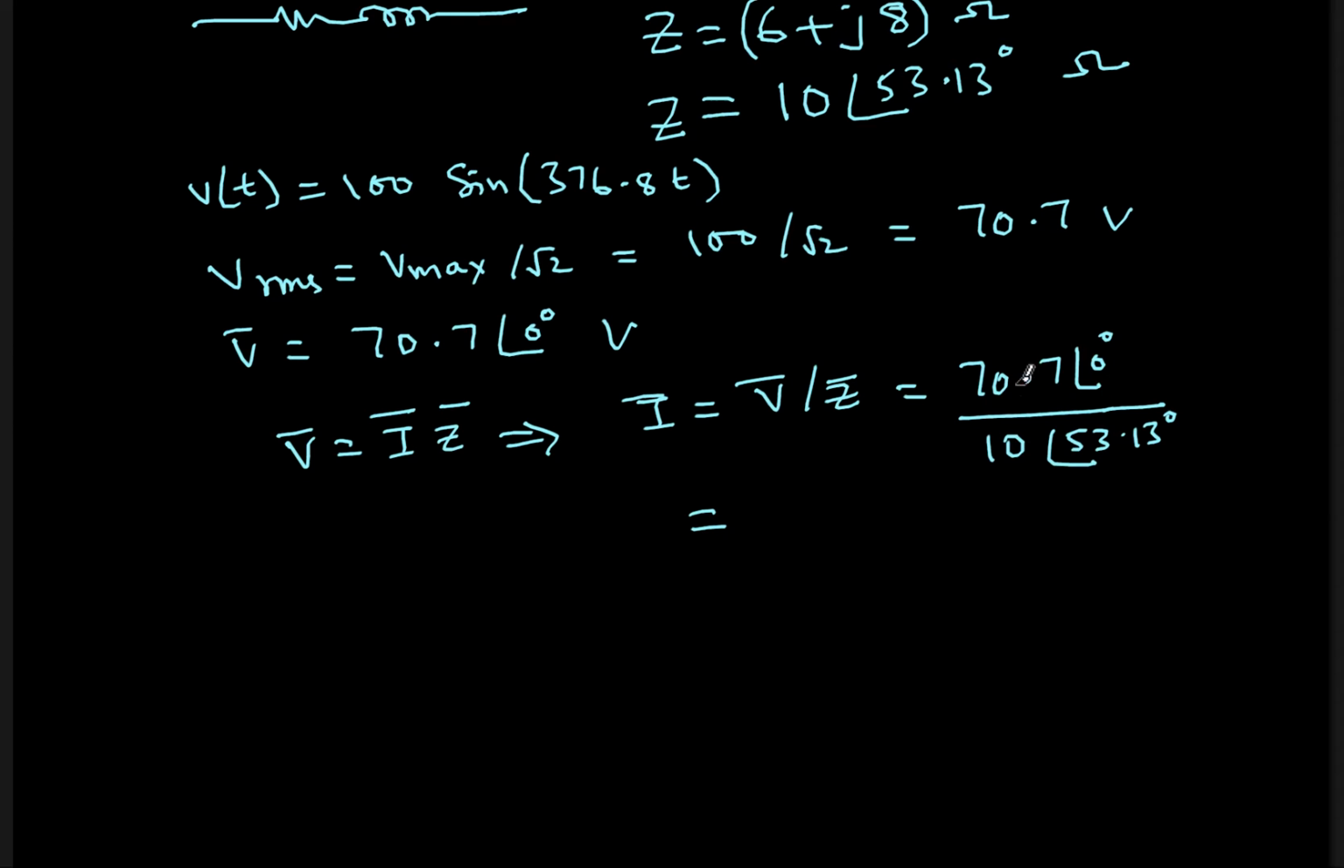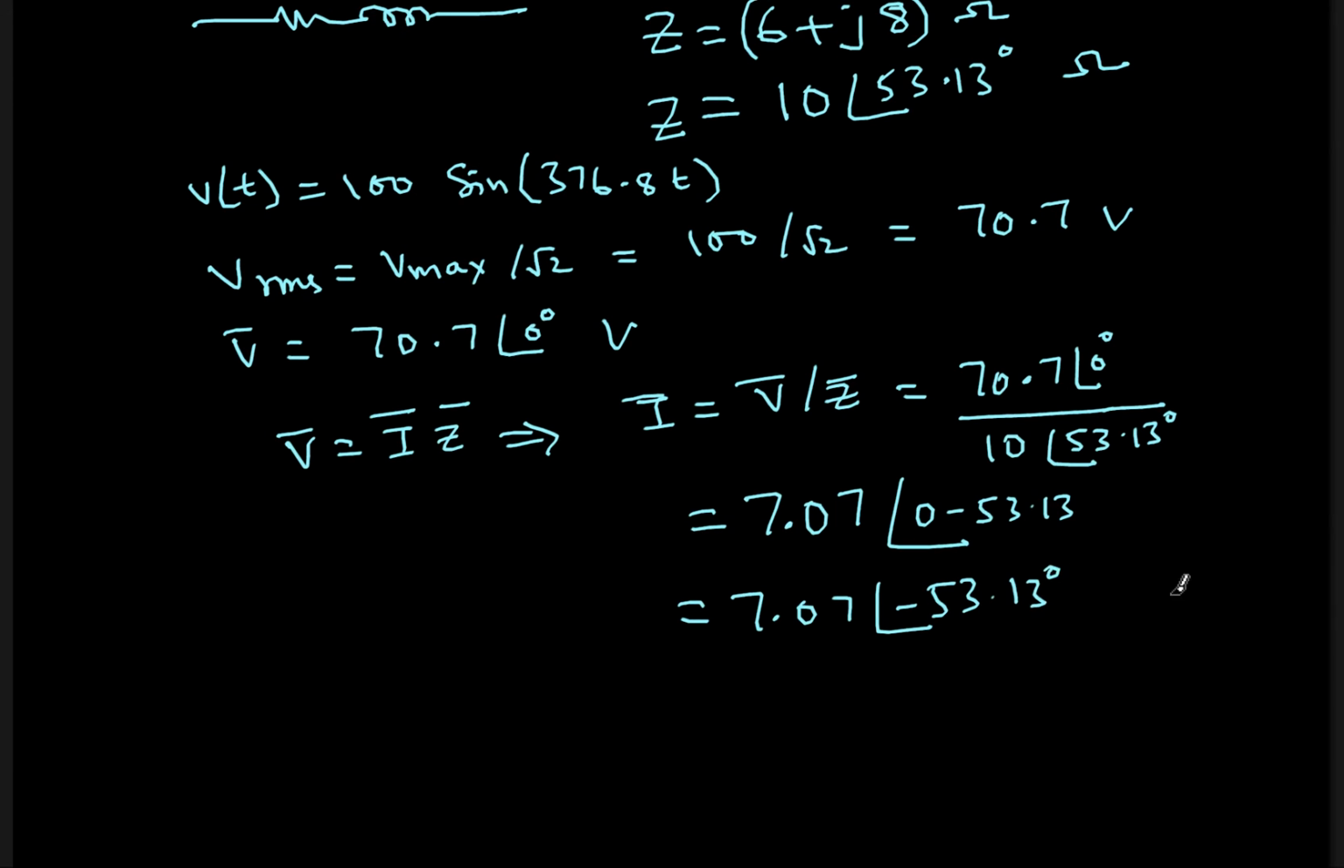Divide the magnitudes: 70.7 divided by 10 will be 7.07 amperes of current. And subtract the angles. The numerator angle is 0, the denominator angle is 53.13, so it will be 0 minus 53.13. Finally it is 7.07 at an angle of minus 53.13 degrees amperes. So this is my current.